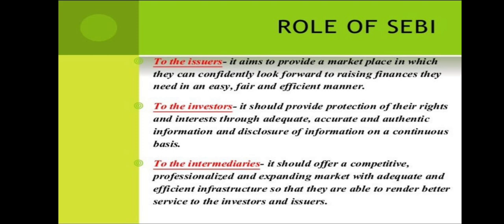Now we have the role of SEBI. First role, to the issuer. It aims to provide a marketplace in which they can confidently look forward to raising finances they need in an easy, fair, and efficient manner.